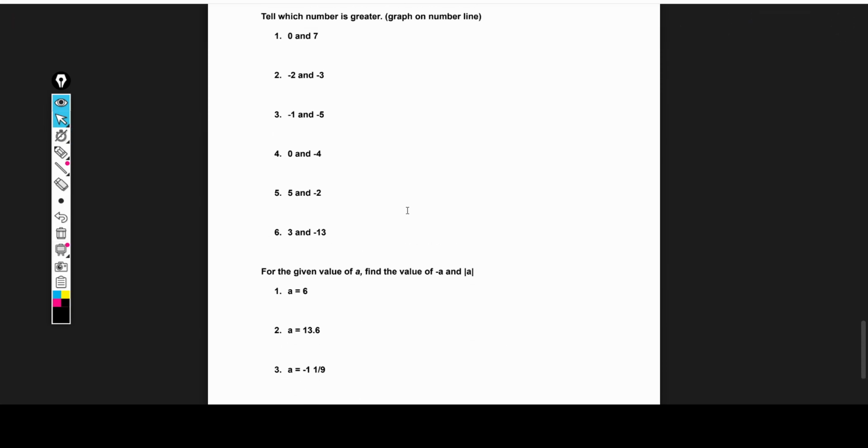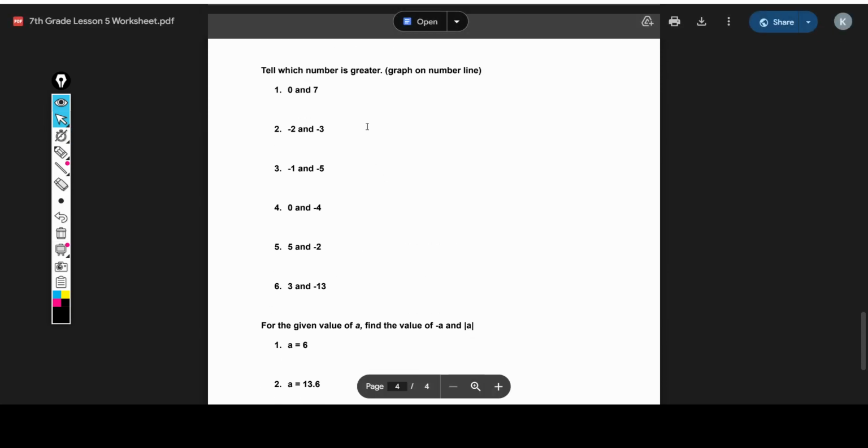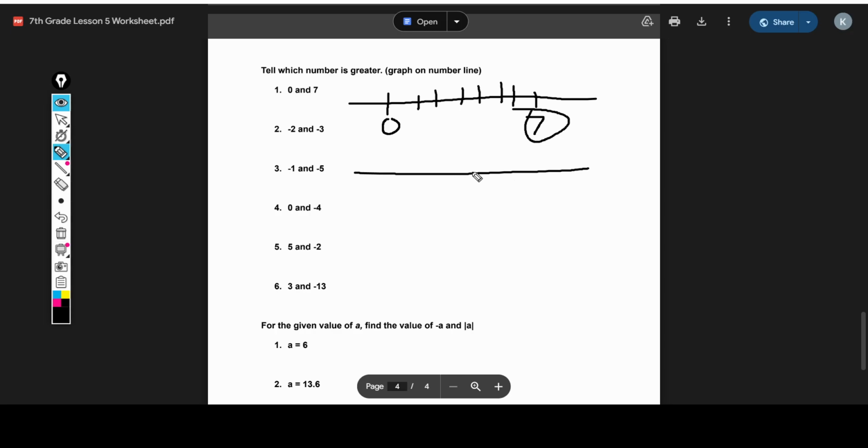And then now we're going to be comparing numbers. So we're going to be seeing which one is greater, and we can use a number line for this. So 0 and 7. You start with 0, and then if you move to the right 7 places, you get 7, and the number that's more to the right is the greater number. So 7 is greater.